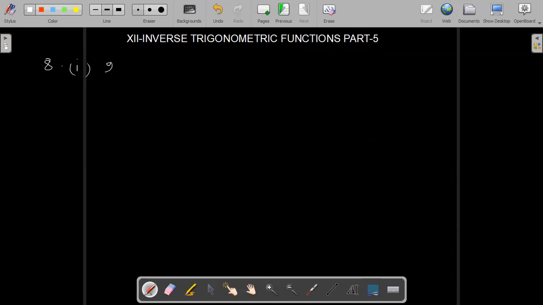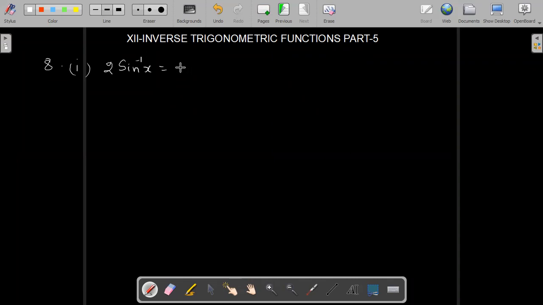So if 2 is before sin inverse x, then first we have to convert. That means this 2 should be removed and converted into sin inverse. So it depends. We are taking only the first part.